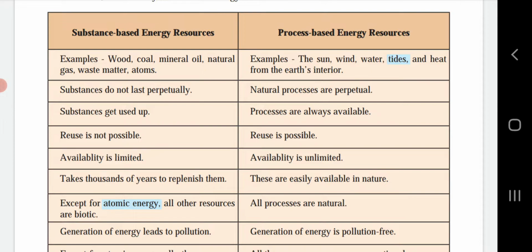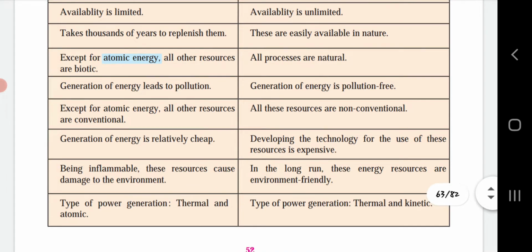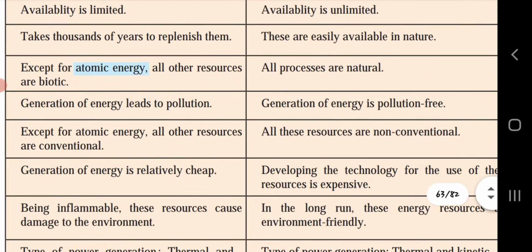Substances get used up. Processes are always available. Reuse is not possible. Here the reuse is possible. Availability is limited and here the availability is unlimited. Takes thousands of years to replenish them. These are easily available in nature. Except for atomic energy, all other resources are biotic.